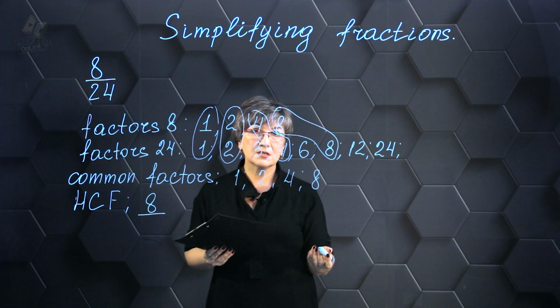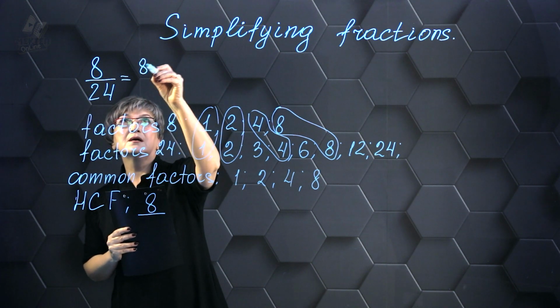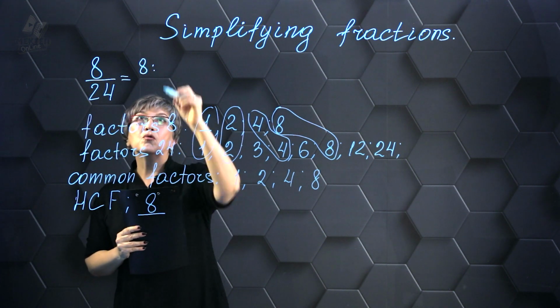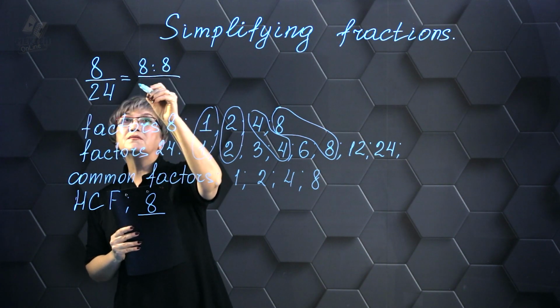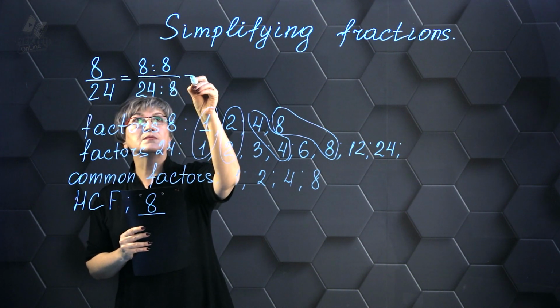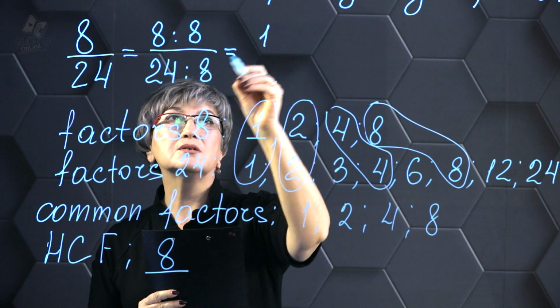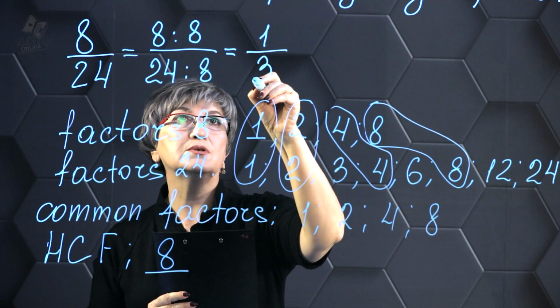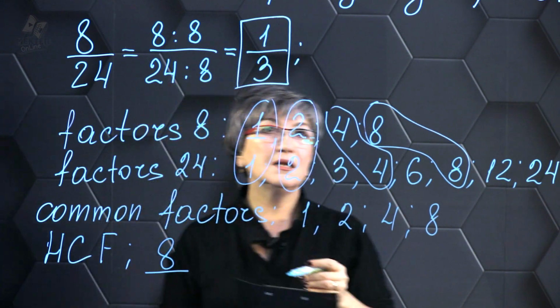So what is so special about it? The thing is, I can divide the numerator by the greatest common divisor, which is 8. And I can also divide 24 by 8. When you divide 8 by 8, the result will be 1. Similarly, when you divide 24 by 8, the result will be 3. As a consequence, we were able to reduce the fraction.